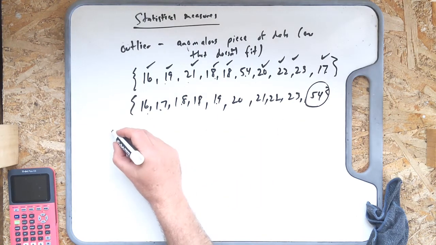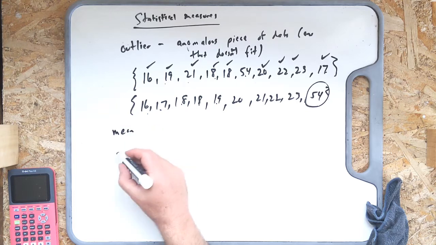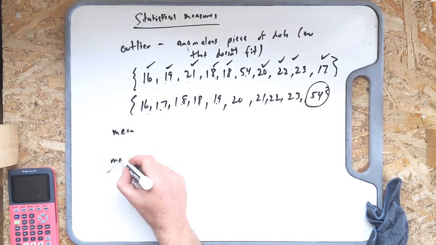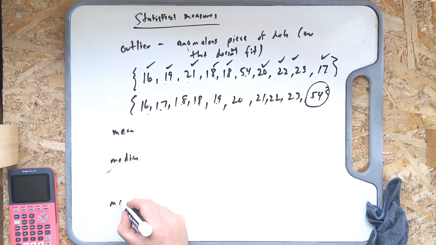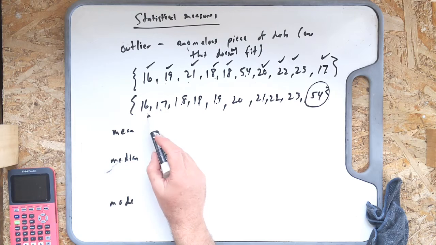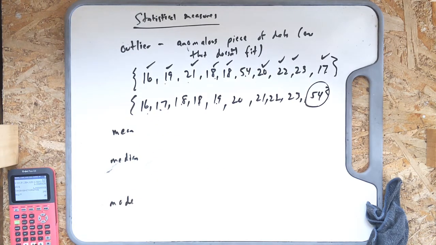I'm going to keep it in and I'm going to throw it out just to show you what the effect of it is. And this will also go into why you pick certain ways of calculating things, or which ones you pick, rather. So let's start with the mean. I'm going to add them all up, which is a lot of numbers, unfortunately. 16 plus 17 plus 2 18s plus 19 plus 20 plus 21 plus 22 plus 23.